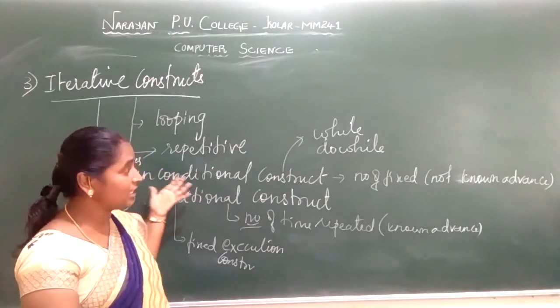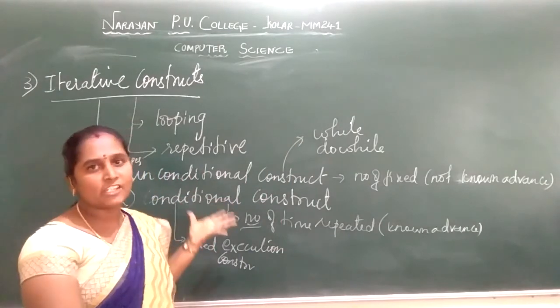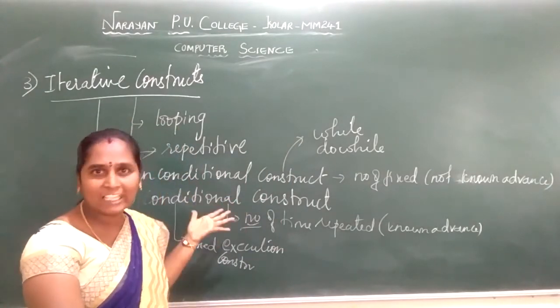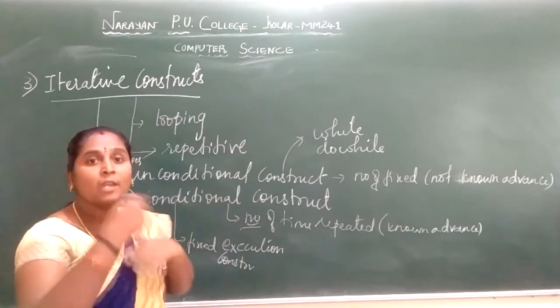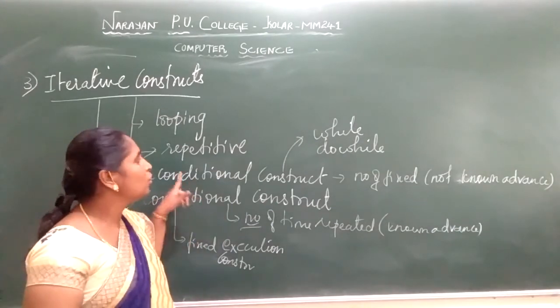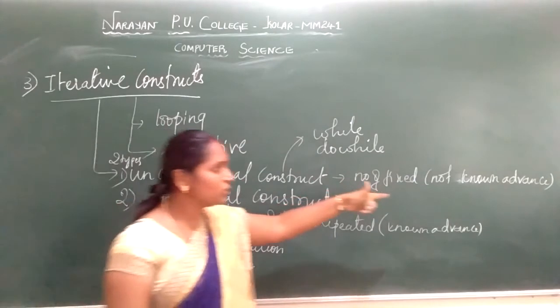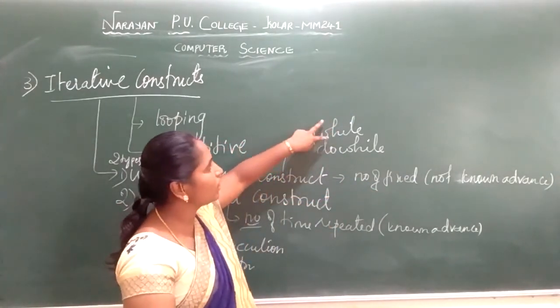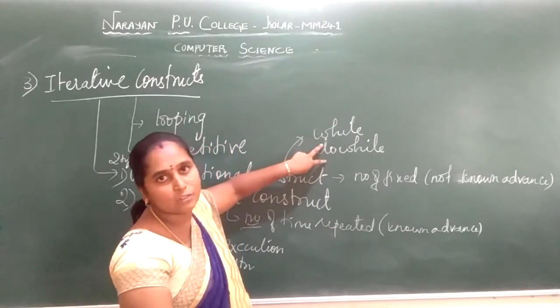In unconditional construct, here also there is repetition. When you go in for repetition or looping, a statement is executed a number of times until the condition is satisfied. But how many times you need to repeat is not known in advance in the unconditional construct. Here you are going to study two types of unconditional construct: one is the while loop, another is the do while loop.